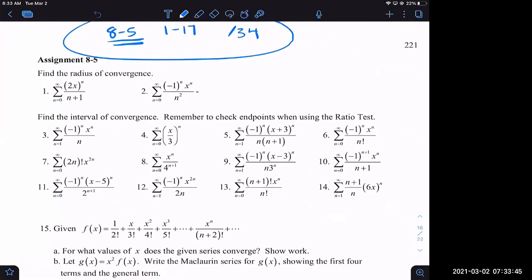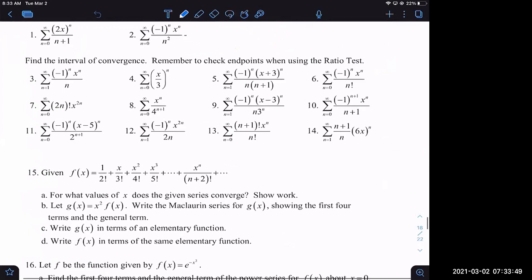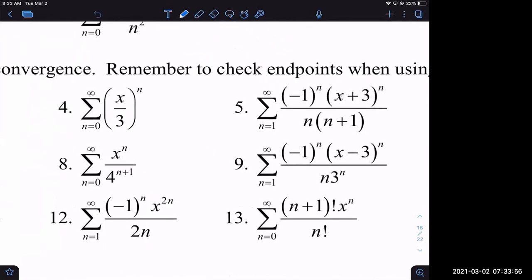Now, just one last thing. Which of these are geometric? Because if you recognize it's geometric, it's going to save you a bunch of time. So look at 3 through 14. Number 4, see how this one's geometric? If it's geometric, what that means is you do not have to check endpoints because it will always diverge. So you could just start by saying, well, the ratio is x over 3. The absolute value of the ratio has to be less than 1. Sandwich it in between, get x, and you're done.